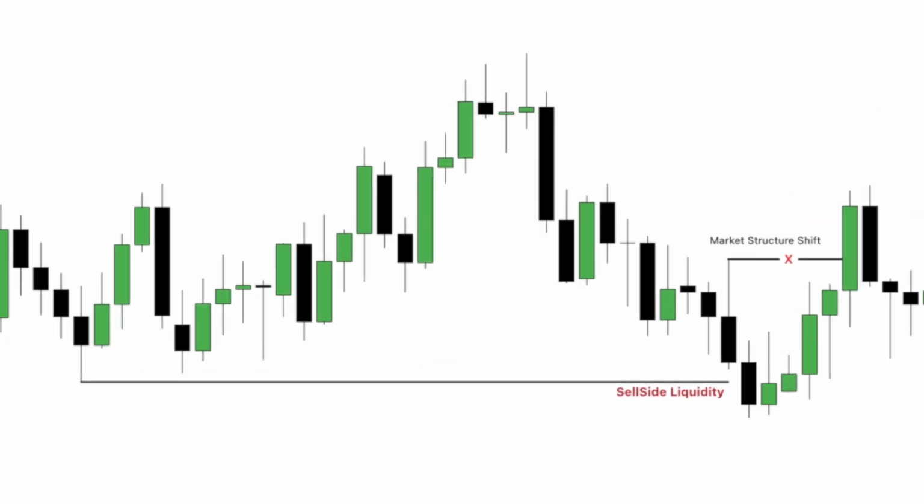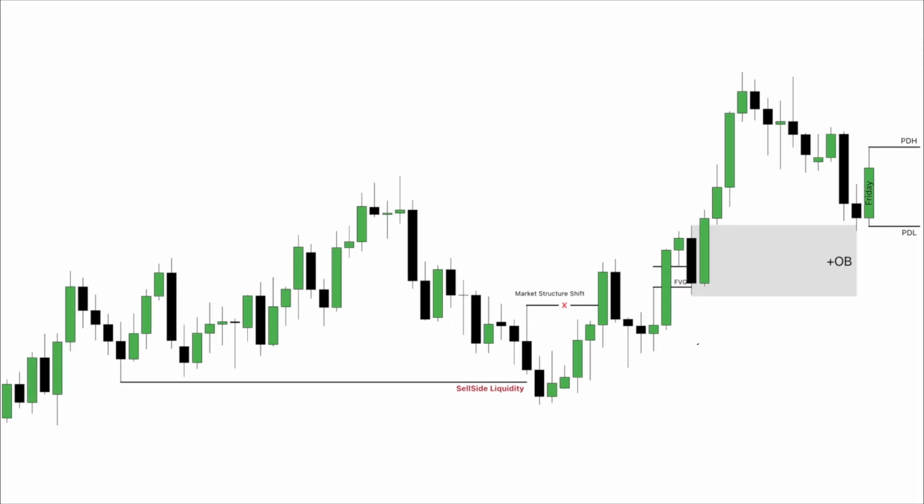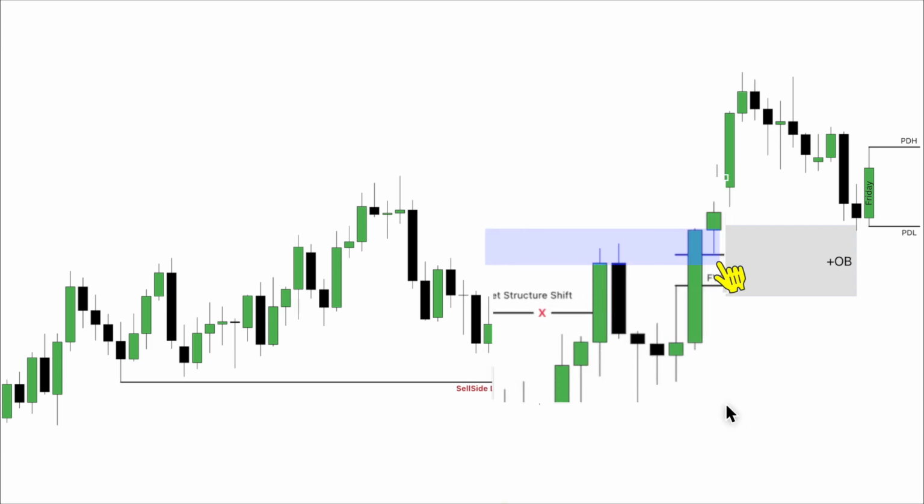As you can see, we took out our sell side liquidity and we are on a clear uptrend, and we have a market structure shift. Once we take out those relatively equal lows, we have a very nice bullish candle, and we do have another break of structure, a nice fair value gap.